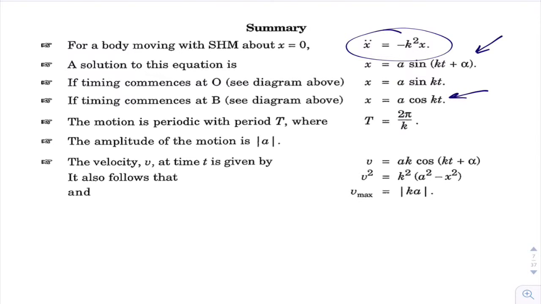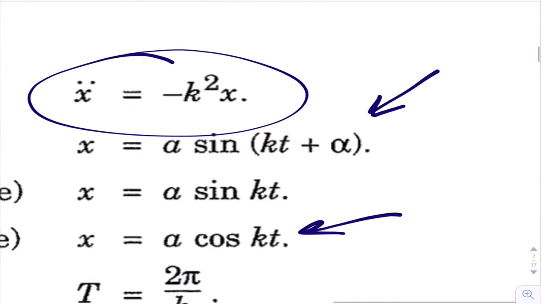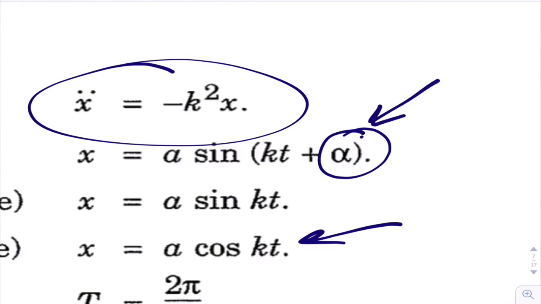Now this is also a solution to that differential equation: a cos kt. If we know some more information, like that when t equals 0 the object was at x equals -1 or something, that will help us to find what this is here. So I'm going to show you an example of doing that.